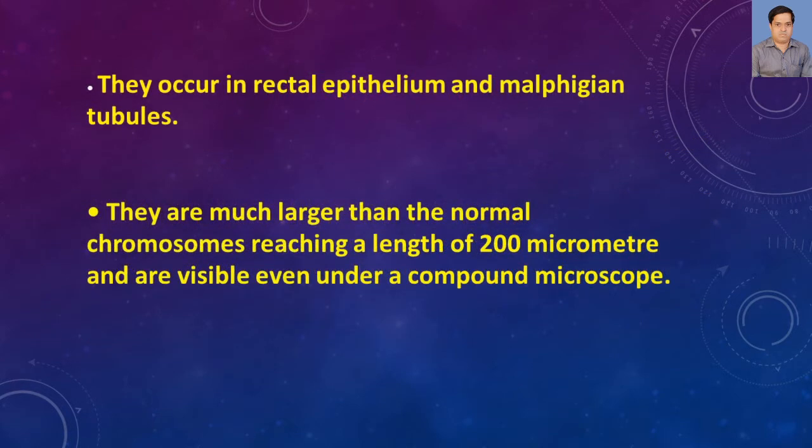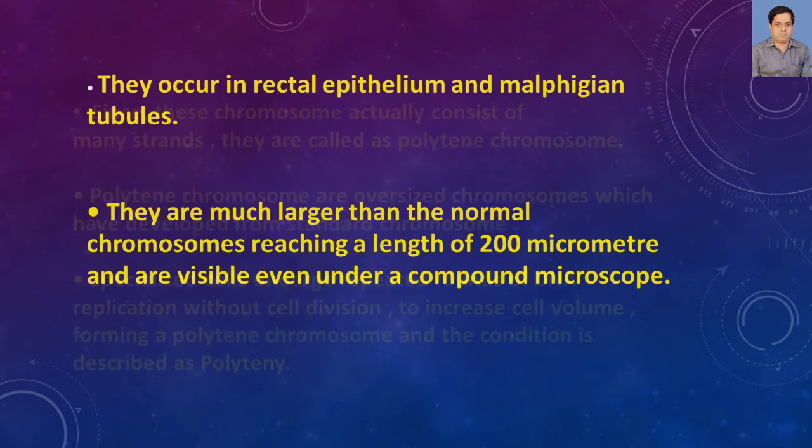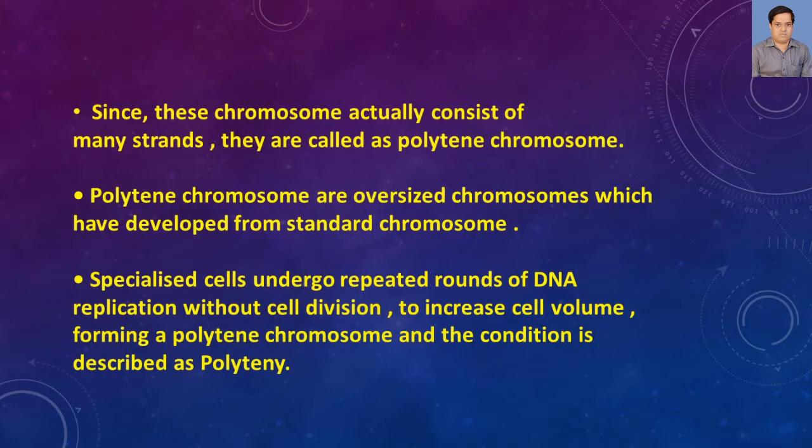Now these giant chromosomes, called polytene chromosomes, occur in rectal epithelium as well as Malpighian tubules of Drosophila. They are much larger than the normal chromosomes, reaching up to a length of 200 micrometer, and they are even visible under a compound microscope. They become so much larger. And since this chromosome consists of many strands, that is why they are called polytene chromosomes.